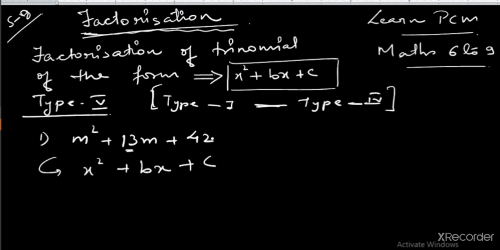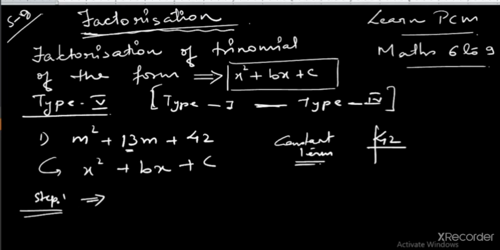For such expressions, what we should do is always consider the last term, that is the constant term. The first step is to consider the constant term, and then find the prime factors of the constant term. Step 1, let me write in steps so that you'll be clear with the method: in the very first step we take the constant term.